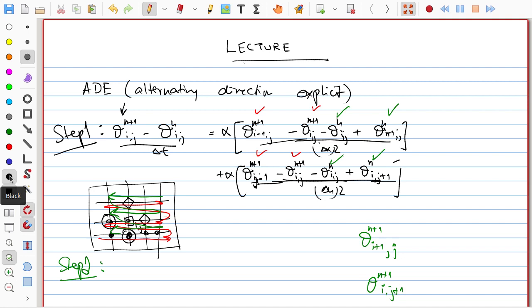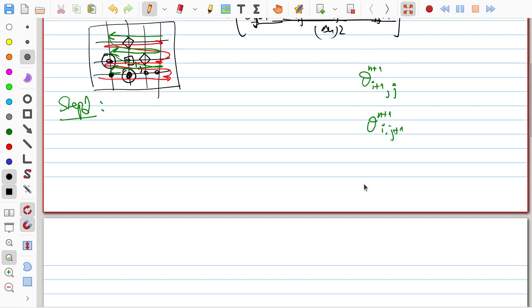For ADI, we were doing lines horizontal and vertical. That was a different reason because we wanted to make it implicit in both directions separately. But here it's completely explicit. So the reason we are doing it is just to remove the bias. So this alternating direction explicit, the good thing about this is that it is unconditionally stable.